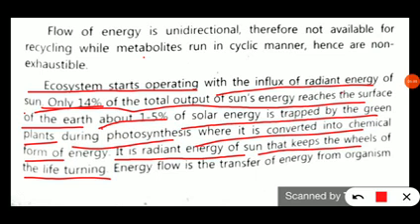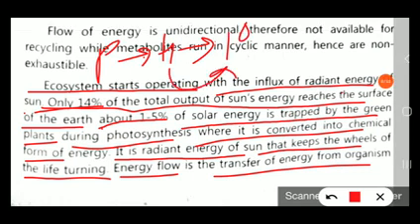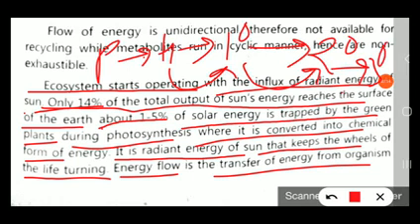Energy flow is the transfer of energy from organism to organism. When a plant absorbs light, converting it to chemical energy, it is eaten by the herbivores. Then energy is transferred from producers to the herbivores. When these herbivores are eaten by the primary consumers, energy is transferred from the herbivores to the primary consumers. Then primary consumers are eaten by secondary consumers, and energy is transferred from the primary to the secondary. When tertiary consumers eat secondary consumers, energy is transferred from the secondary consumers to the tertiary consumers.